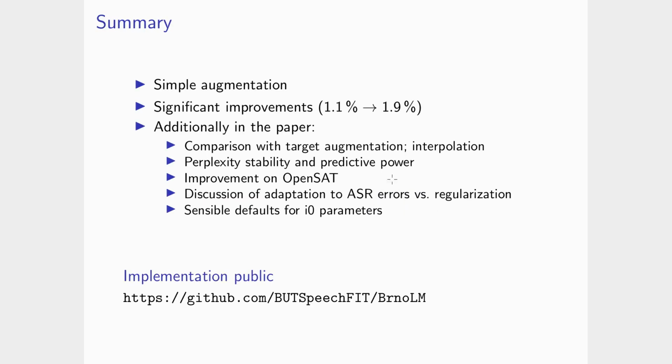So our paper presents a simple augmentation scheme for language models. This augmentation brings significant improvements. On Chime, we nearly doubled the improvement from second pass rescoring.